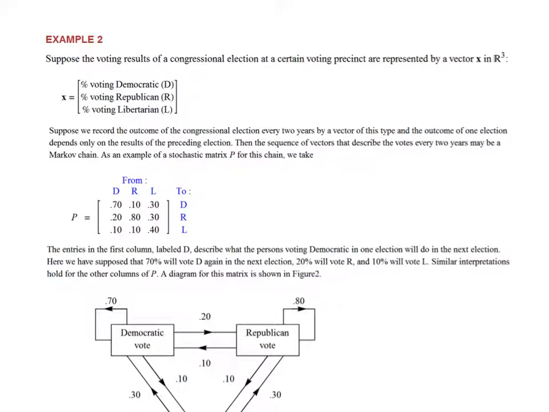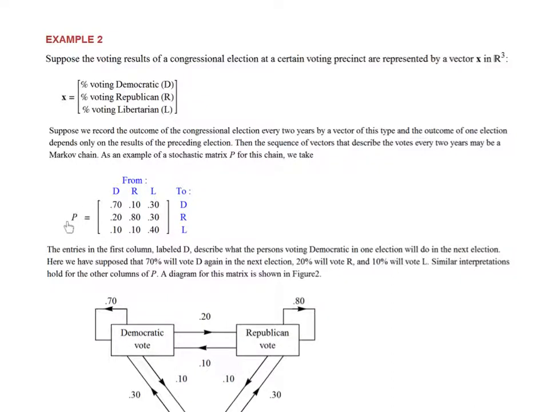I'm not going to read through all of it, but you can pause the video if you want to delve into the details of what's on this slide. But our x vector, instead of the distribution of where people live in a city or in the suburbs, now we're looking at their voter registration. The first entry is voting Democrat, then voting Republican, voting Libertarian, and we can look at how that voting distribution changes from one year to the next.